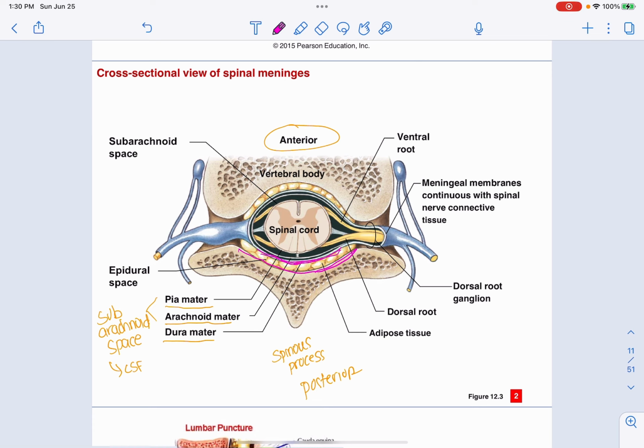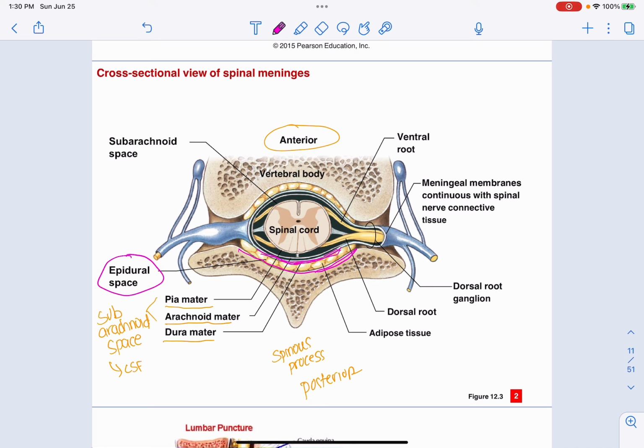It's really hard on the iPad. And there is a space right there called the epidural space. Epi meaning above the dura, epidural space. And this is largely filled with adipose tissue, and it serves as a cushion. That's what you're seeing in these pictures.